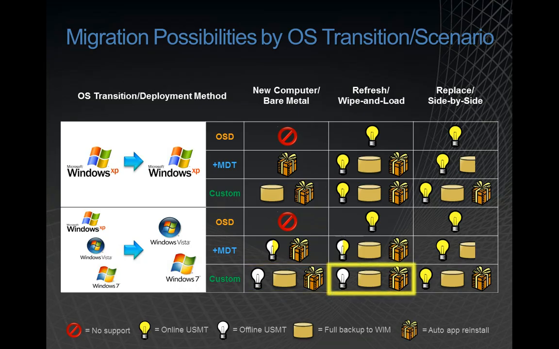For the refresh scenario, we can also take what MDT provides and build on that so that we can also always utilize User State Migration Tool 4.0 and its offline state capture capability. And finally, for the replace scenario, we will be carrying over the same options that we'll be enabling for the replace scenario when deploying XP. That is, full system backups for both the old computer and the new/repurposed computer, if desired, and auto application reinstallation.